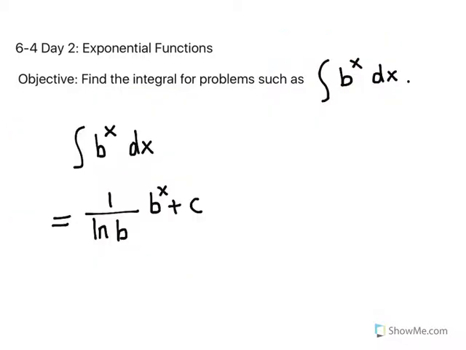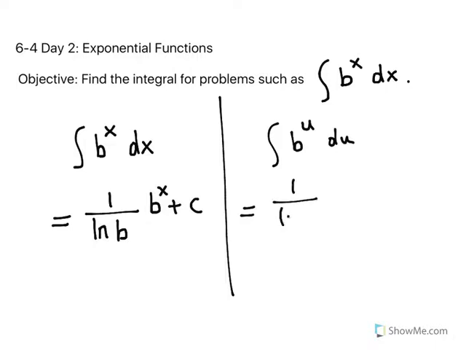So this is what we have for the integral of b to the x dx, the indefinite integral of b to the x dx. Now we'll write the chain rule version of it. If you have the indefinite integral of b to the u du, you'll just have 1 over natural log of b times b to the u plus c.